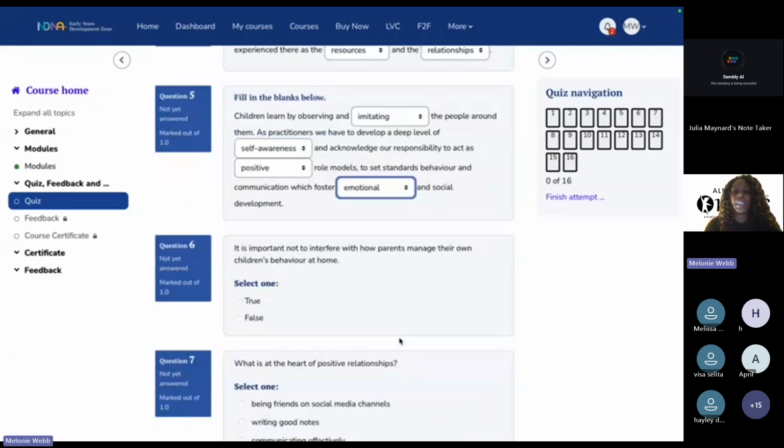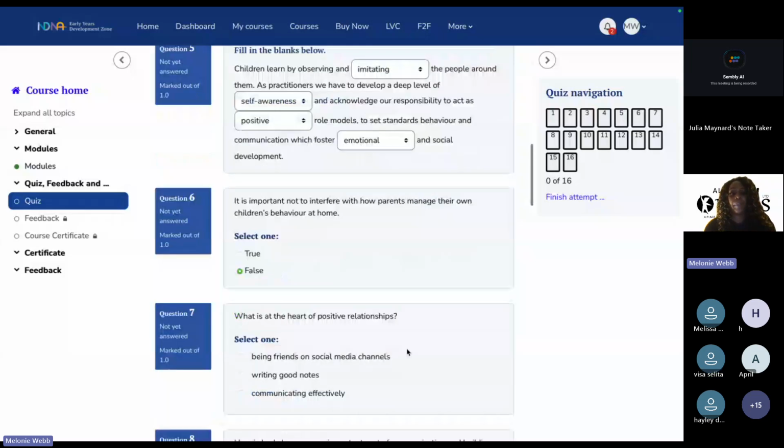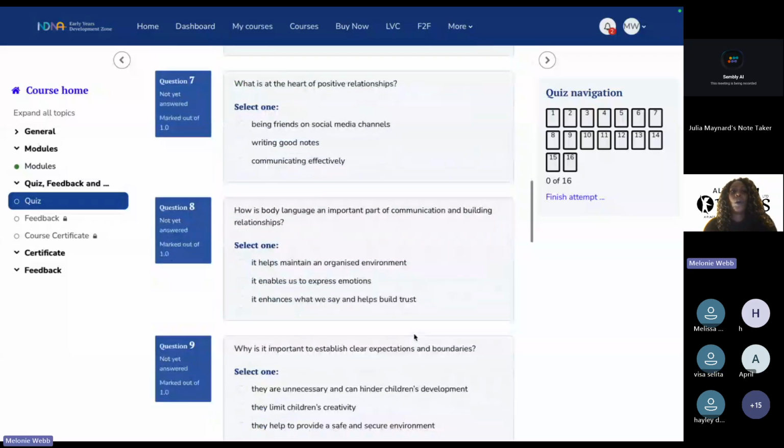Question 6, it's important not to interfere with how parents manage their own children's behavior at home. True or false? False. We're going with false, no problem. What is at the heart of positive relationships? Is it being friends on social media channels, writing good notes, or communicating effectively? 1, 2, or 3? Communicating effectively.